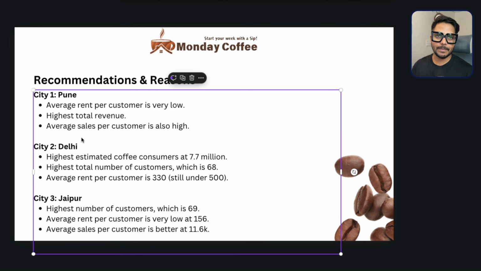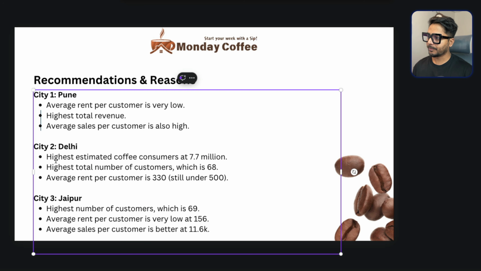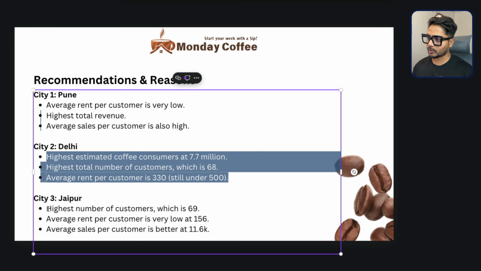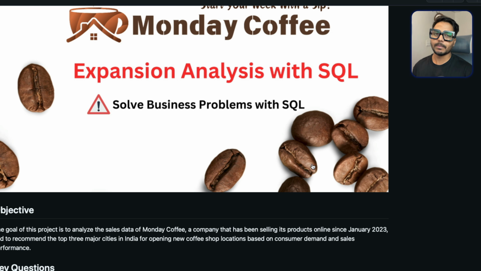Okay, all right, now you can see I have added my recommendations in the PPT. Here I have added all these 3 top recommendations of why I have selected this city, which is Pune. I have also added all the 3 recommendations of why I have selected Delhi, and I have also added my recommendations of why I have selected Jaipur. Same thing I have added in my project as well.